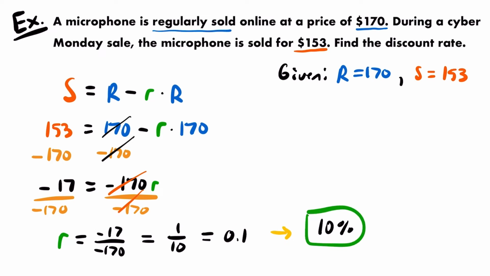Okay, so 10% is the discount rate for the microphone that is regularly sold for a price of $170, but has a sale price of $153. The price decreases by 10%. All right, in other words, if you take 10% of the regular price, subtract it from the regular price, you will get the sale price. That is exactly what this equation right here is saying. The sale price is equal to the regular price minus 10% of that regular price.